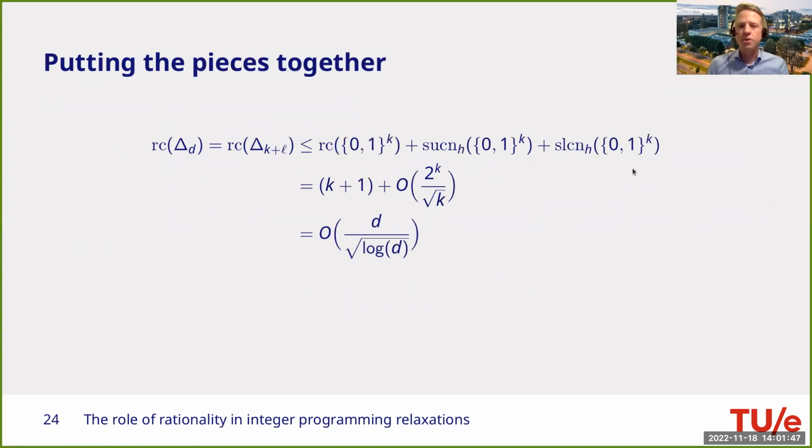And now we have all the ingredients together that allow us to show the upper bound result. We take the inequality that we have seen for quite some time. We compute the first quantity here, which is known by a result of Weltge, that the relaxation complexity of the hypercube is exactly k plus 1. We take our big O bounds for the simplicial upper and lower covering numbers, which is 2 to the k divided by square root of k. And by the specific choice of our dimension d, which is essentially 2 to the k, we can show that the relaxation complexity of delta d is upper bounded by d divided by the square root of log d.